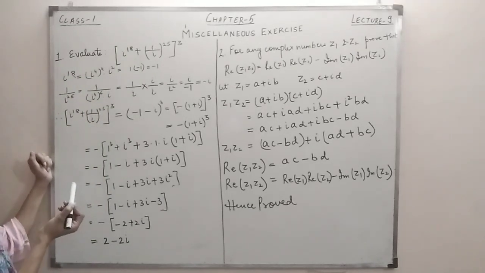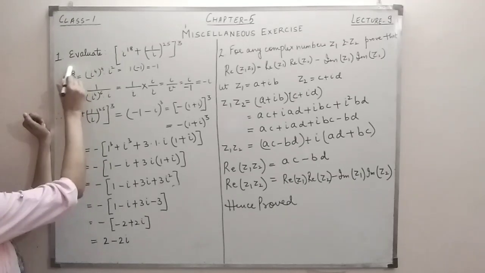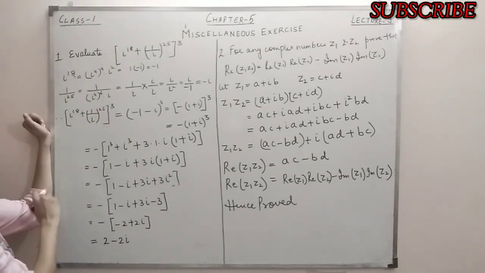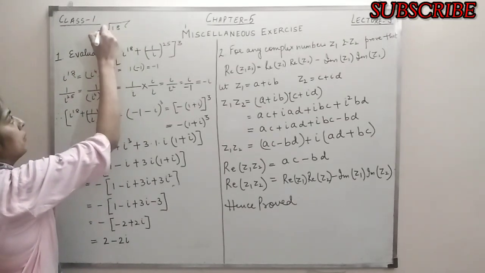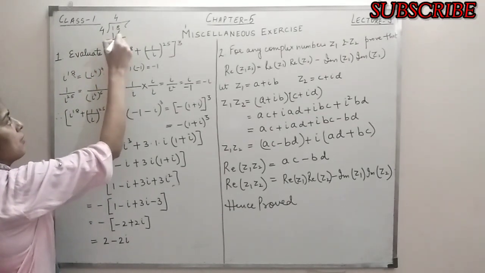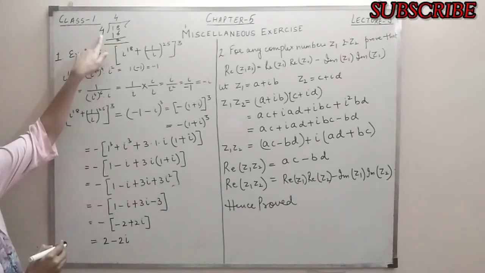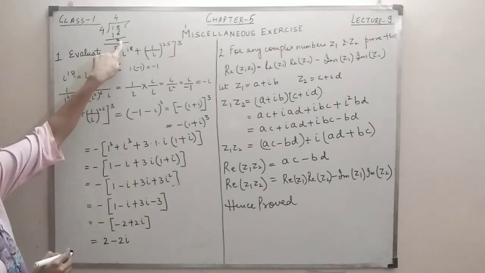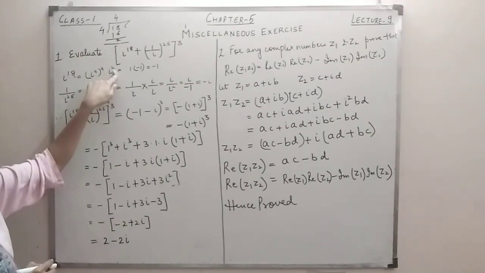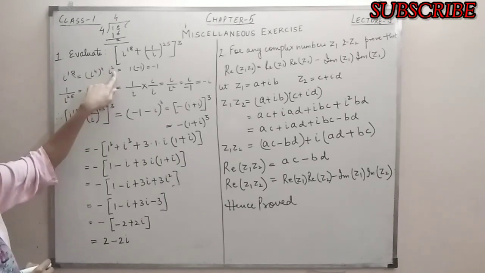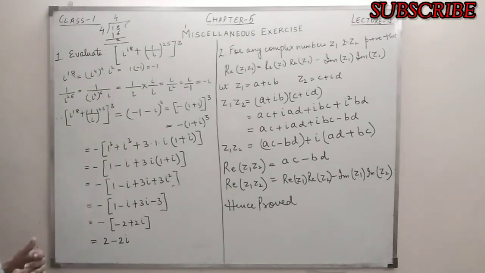I hope you know how to solve this. 18, we divide this by 4. So 18 divided by 4: 4 fours are 16, then the remainder comes 2. So it means iota to the power 4 into 4, into iota square. Whatever remainder we find, that is the power of iota. So iota square is what? Minus 1.